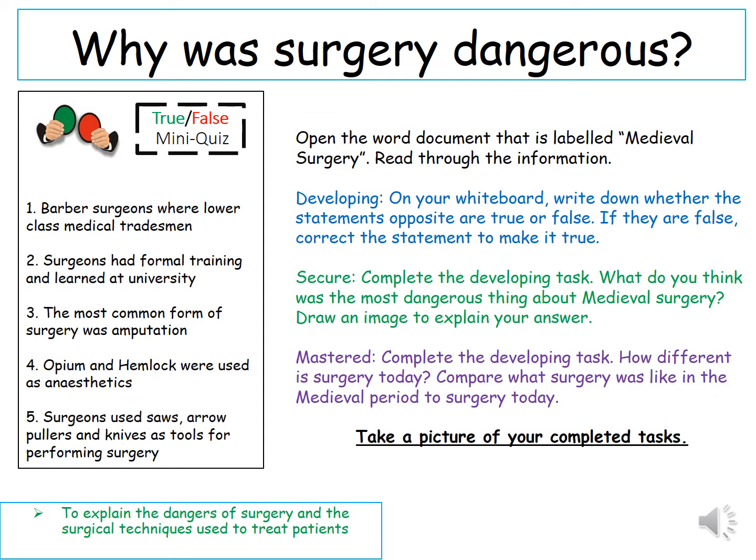On the screen now, there is a true or false mini quiz. On your whiteboards, after you've read the information, write down whether the statements opposite are true or false. If they are false, correct the statement to make it true.